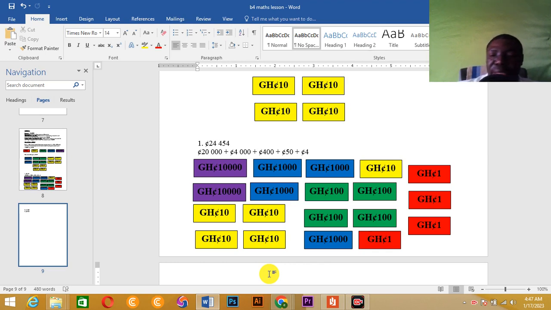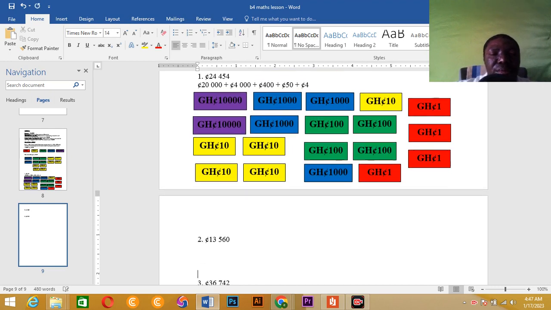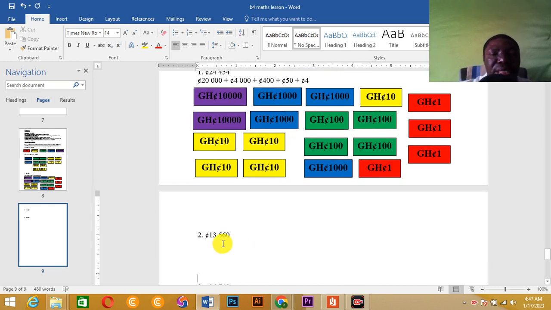Now if you go through the rest, you can realize the rest is very simple to do. You need 13,560. So let me expand it for you. Here you have the 10,000, plus 3, plus 5, plus 6. When you write the first line, to expand it, write the first figure, turn the rest of the numbers into 0.